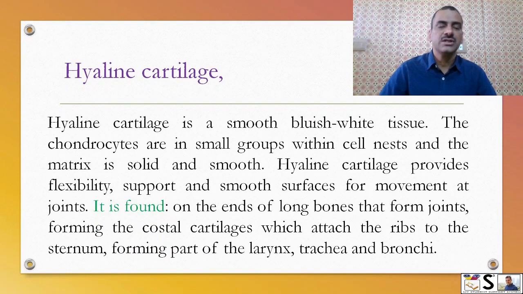Hyaline cartilage. Hyaline cartilage is smooth bluish white tissue. The chondrocytes are in small groups with cell nests and the matrix is solid and smooth. Hyaline cartilage provides flexibility, support and smooth surface for the movement of joints. It is found on the ends of long bones which form the joints, and also forms the costal cartilage which attaches the ribs to the sternum, and forms part of larynx, trachea and bronchi.